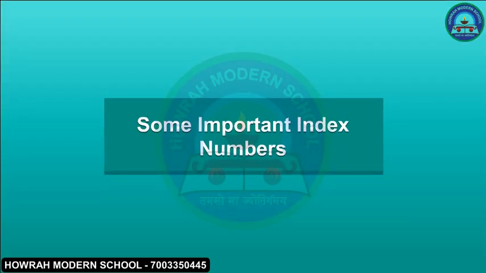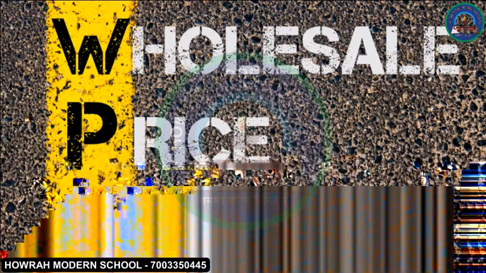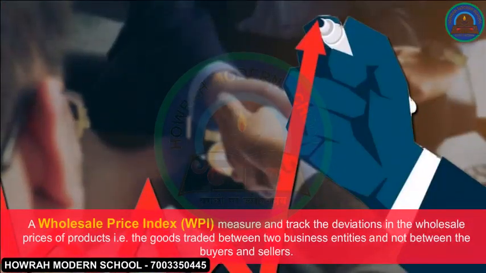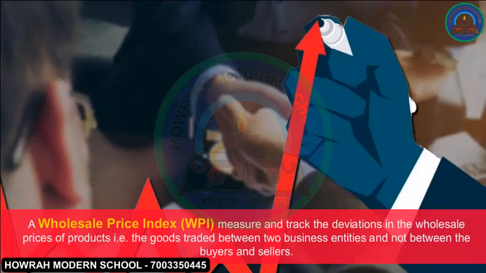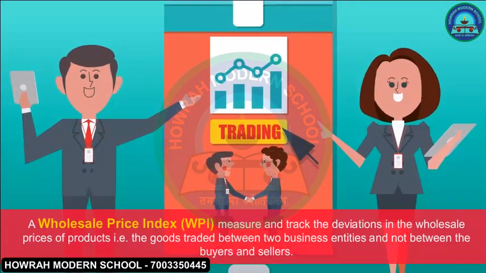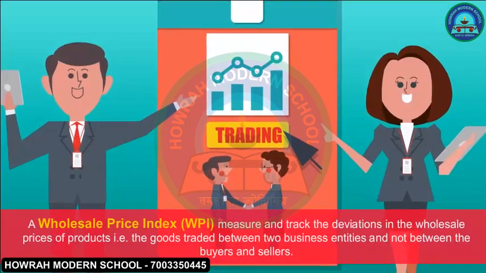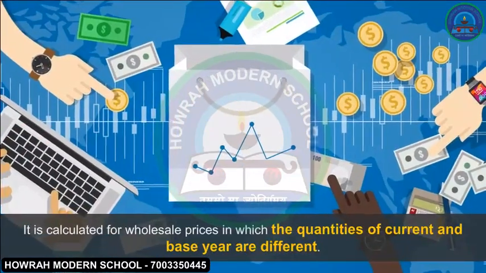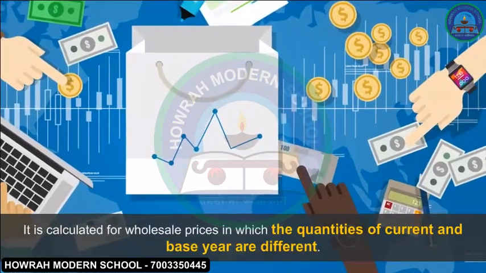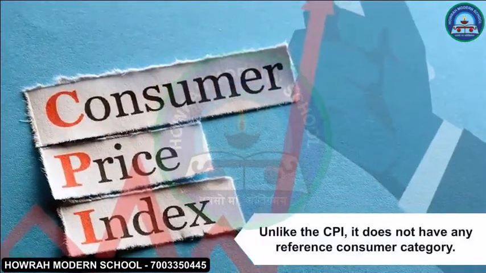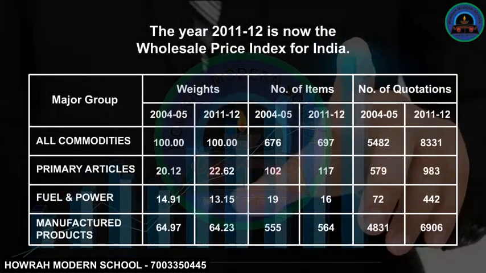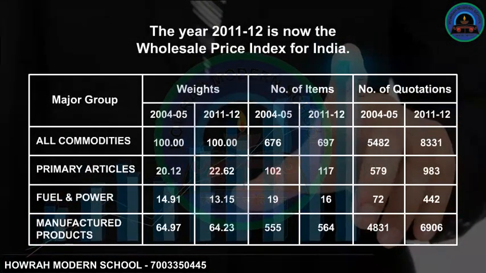Some important index numbers. Wholesale Price Index. A Wholesale Price Index (WPI) measures and tracks the deviations in the wholesale prices of products, that is, the goods traded between two business entities and not between the buyers and sellers. It is calculated for wholesale prices in which the quantities of current and base year are different. Unlike the CPI, it does not have any reference consumer category. The year 2011-12 is now the base year of the Wholesale Price Index for India.